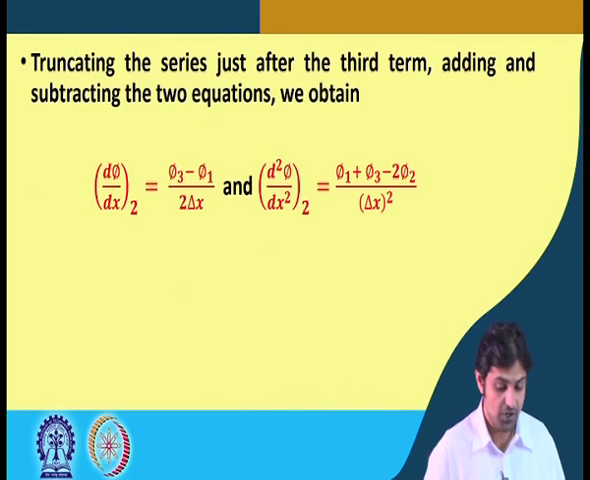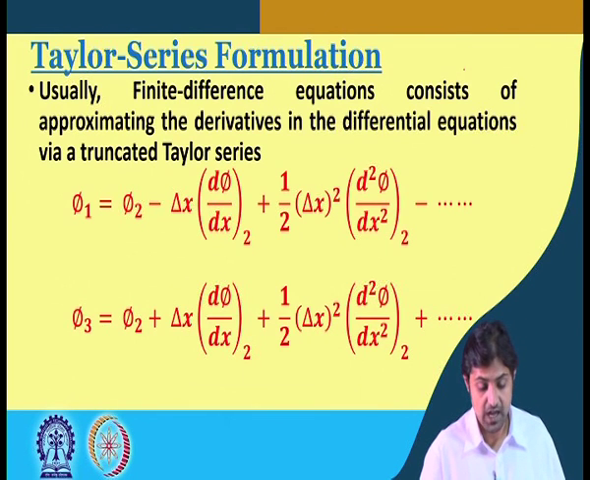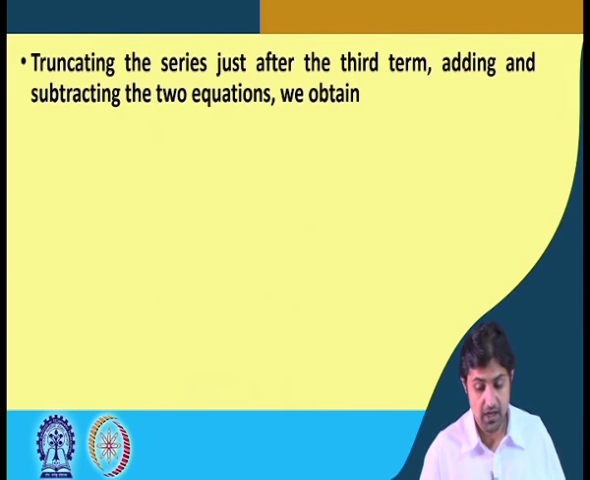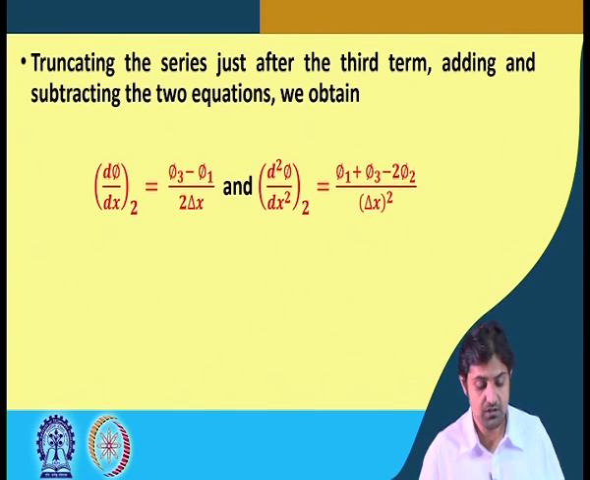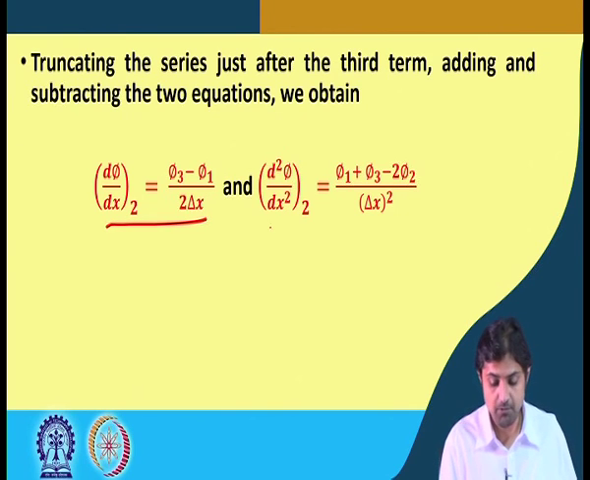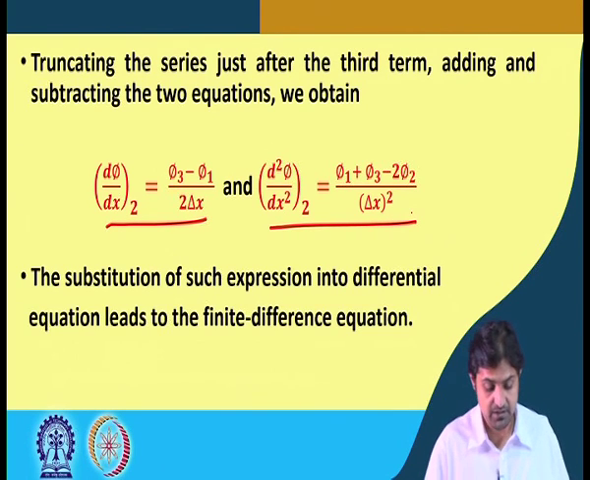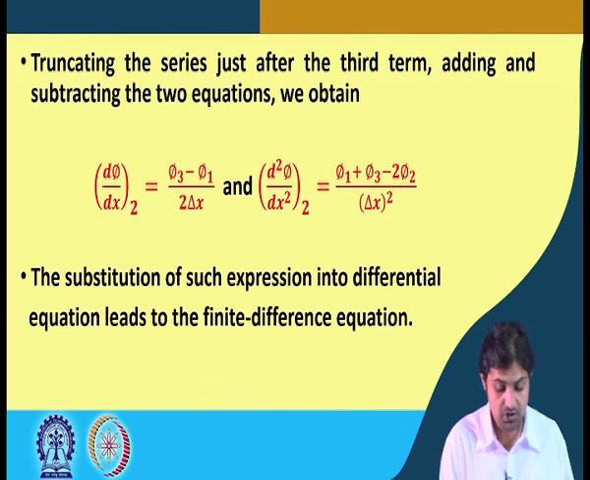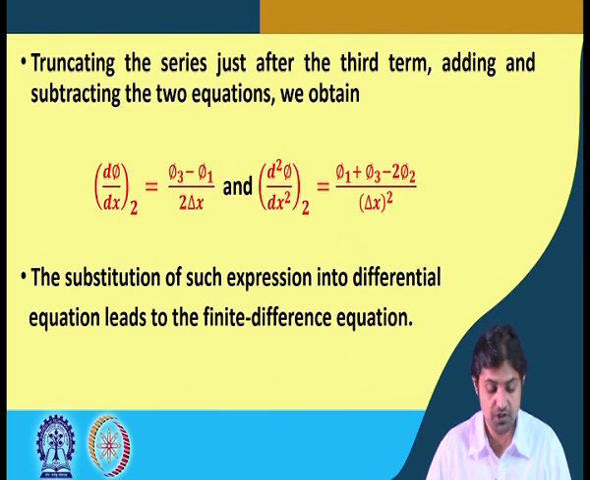Okay. So, what we have seen here is that we have used the truncated Taylor series to write the values phi 1, phi 3 and phi 2, and once we add and subtract those, we get terms like these. The substitution of such expressions into the differential equation leads to the finite difference equation.